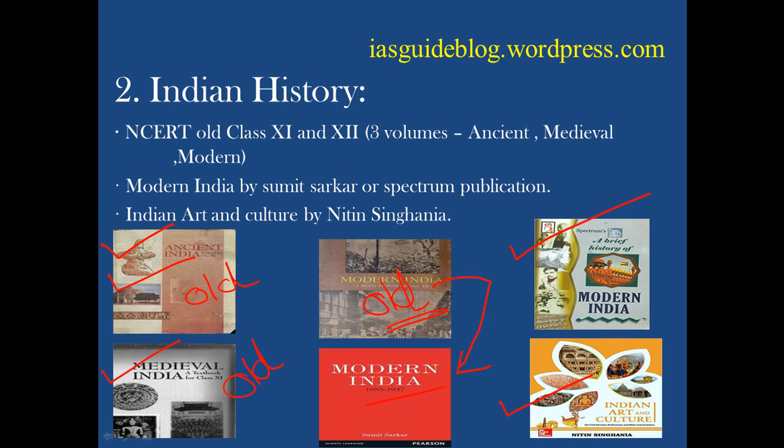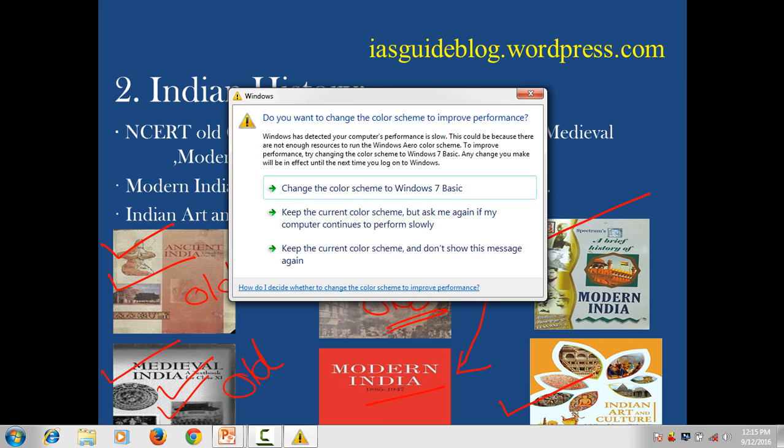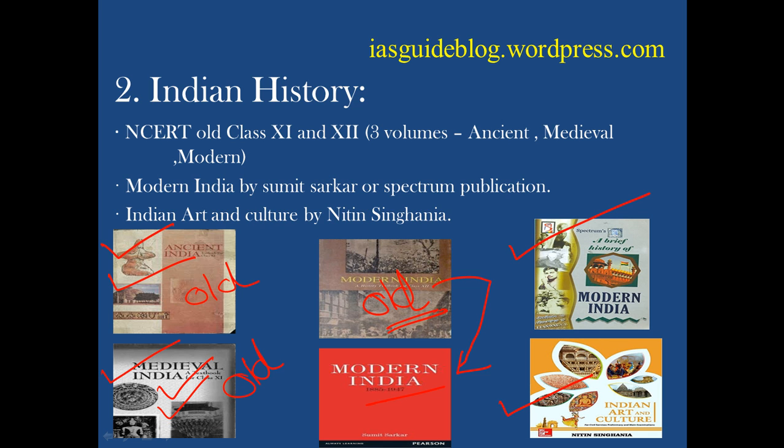And let us go to medieval India. What is there in this book? In this book, various dynasties they have written very nicely, like the Slave dynasty, Khalji dynasty, Tughlaq dynasty, and various other dynasties.